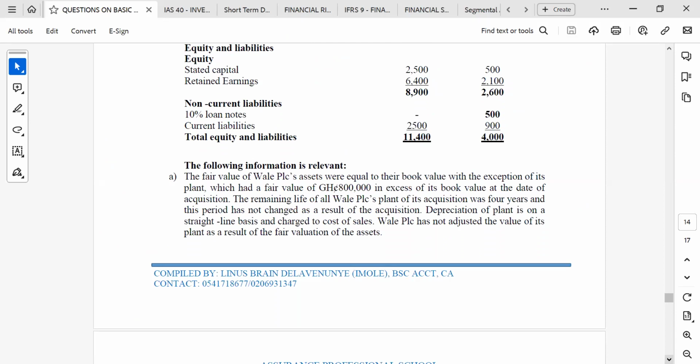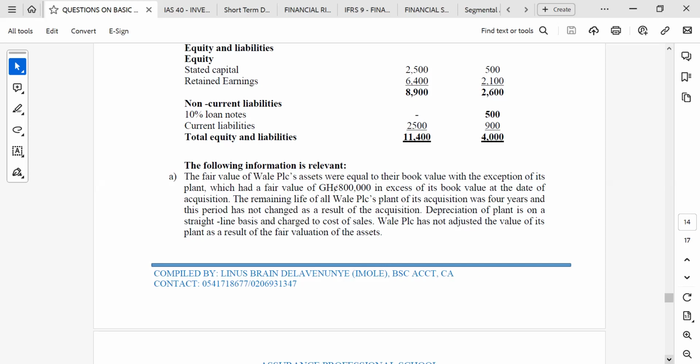The fair value of Wale PLC assets were equal to their book value, with the exception of a plant, which had a fair value of 800,000 in excess of its book value at the date of acquisition. The remaining life of all Wale PLC's plant at its acquisition was 4 years, and this period has not changed as a result of the acquisition. Depreciation of plant is on a straight line basis and charged to cost of sales, while the PLC has not adjusted the value of its plants as a result of the fair valuation of the assets.